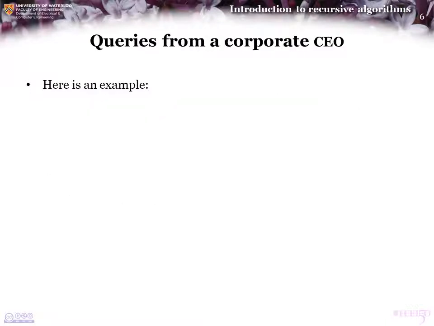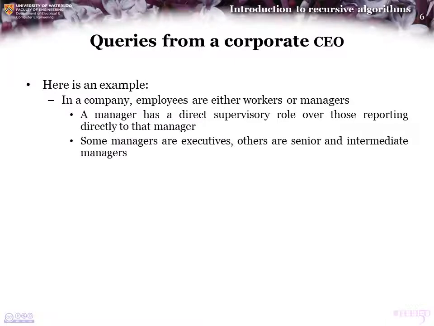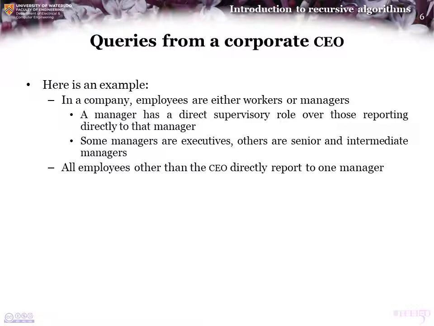Here's an example of a recursive algorithm. In a company, an employee may either be a worker or a manager. A manager has direct supervisory roles over those directly reporting to that manager. Some managers are executives, others are senior managers, others intermediate, and furthermore junior managers. All employees, worker or manager, other than the CEO report directly to one other manager within the company.